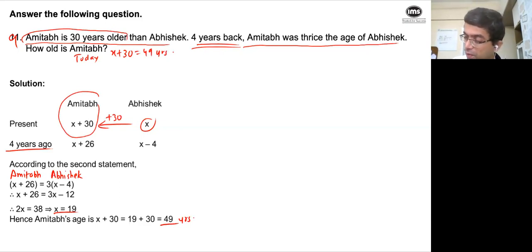Go through the entire one. I'm sure you will understand. Assume Abhishek's today's age. Calculate Amitabh's today's age. Four years back, write the expression. Relate the expression with the ratio of 3, thrice the age of Abhishek. Solve for x. Add 30 to it to find out Amitabh's today's age.